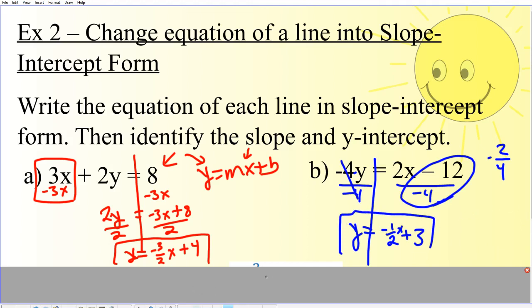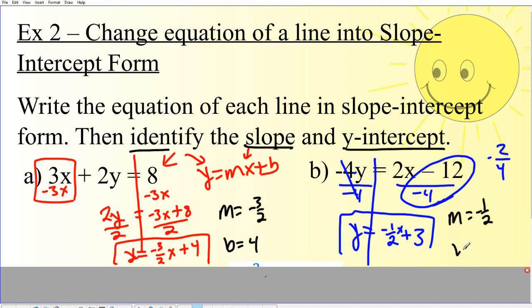Oopsie. And I just realized I didn't finish the problem. Identify the slope and y-intercept. So, in this problem, I'm going to say my slope is negative 3 over 2. My y-intercept is 4. In letter B, my slope is negative 1/2. My y-intercept is 3. There we go.